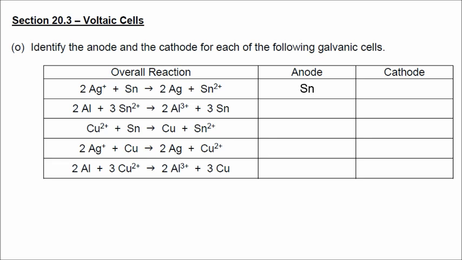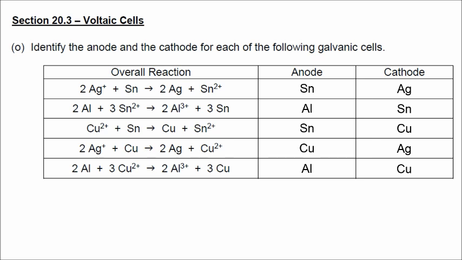So in this first example, that would be tin being oxidized. And then reduction occurs at the cathode. Silver is being reduced. In our next example, aluminum is being oxidized and tin is being reduced. In our third example, tin is being oxidized and copper is being reduced. In our fourth example, copper is being oxidized and silver is being reduced. And then finally, aluminum is being oxidized and copper is being reduced.